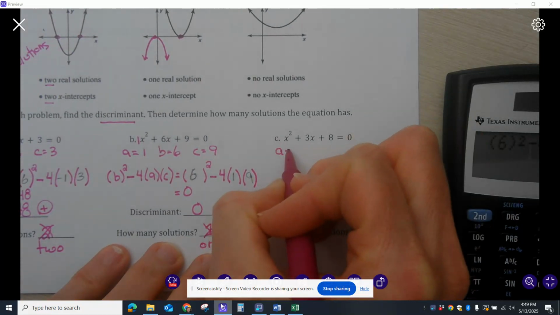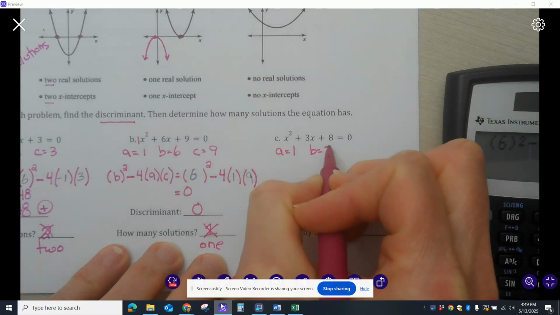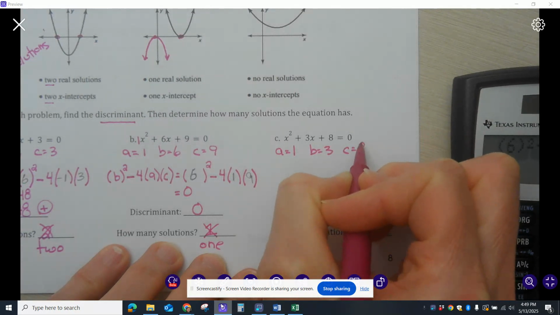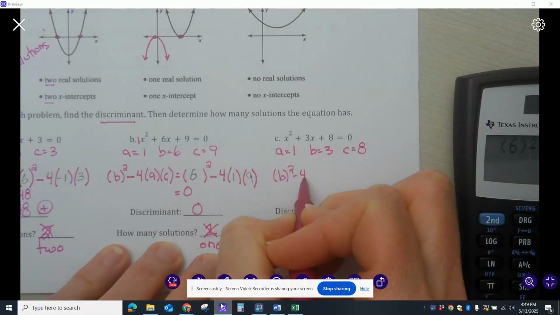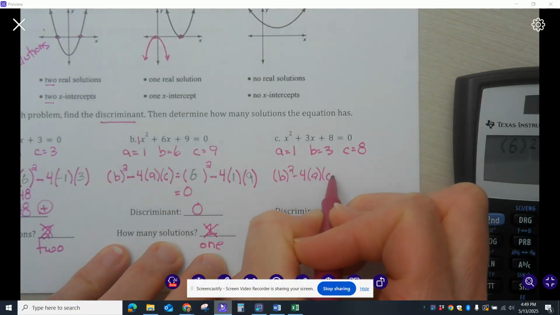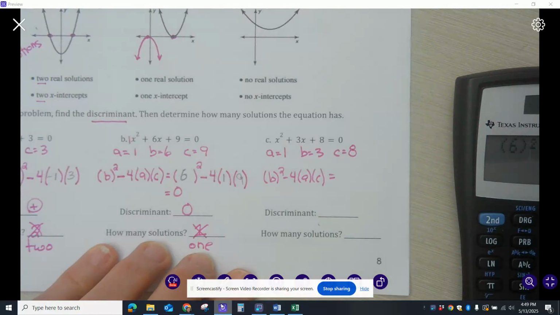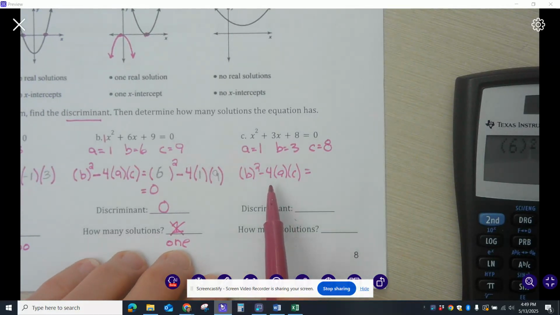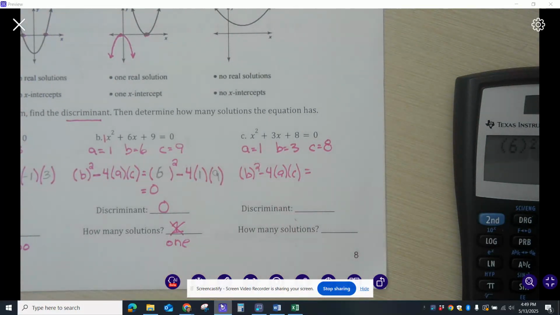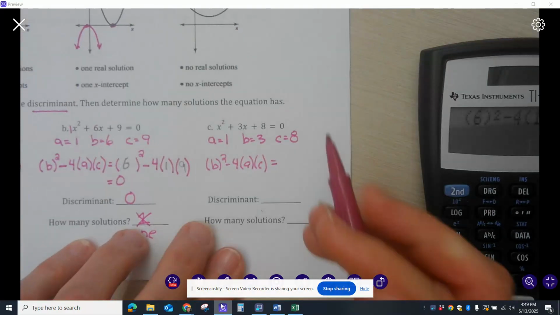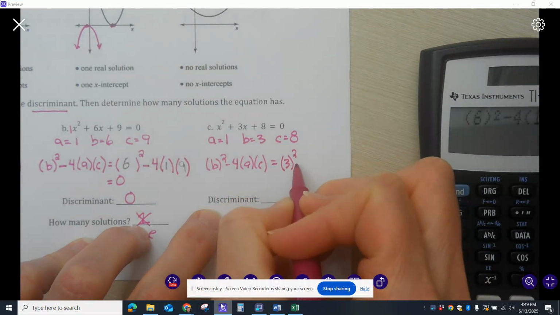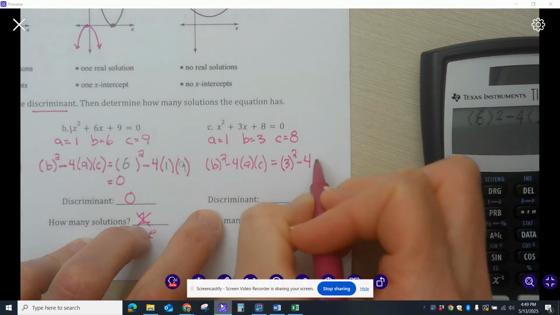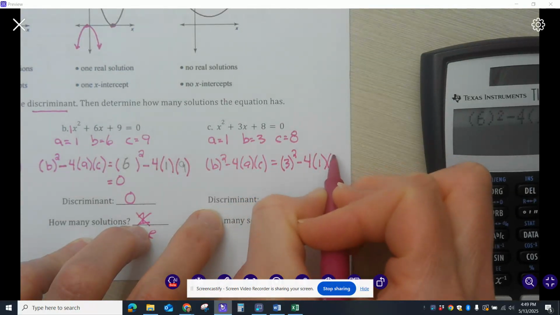A equals 1, B equals 3, C equals 8. And what am I doing? B squared minus 4AC. You probably are realizing if you write this formula 3 times like I just did, you're going to have it memorized. Okay, B is 3, so I have 3 squared. Copy the minus, copy the 4. A is 1, C is 8.